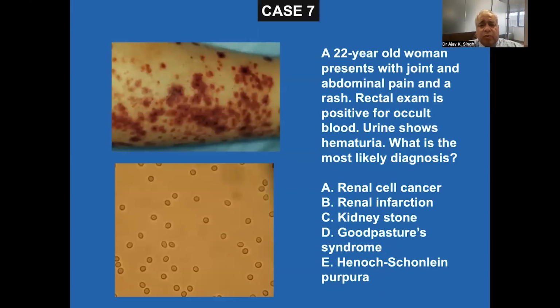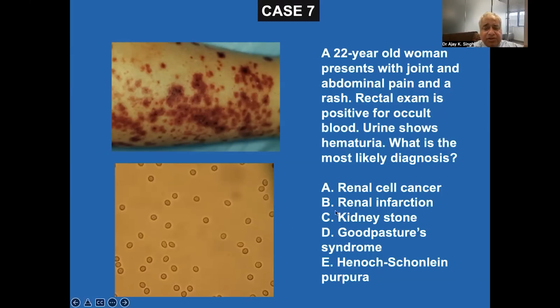This is a 22-year-old woman who presents with joint and abdominal pain and a rash. Rectal examination is positive for occult blood. The urine shows hematuria, and the question is, what is the most likely diagnosis? This is the patient's pre-tibial area, and you see this hemorrhagic petechial, purpuric rash, and here on the cells, you see some fuzziness around the red cells, compatible with the presence of some degree of dysmorphic appearance.